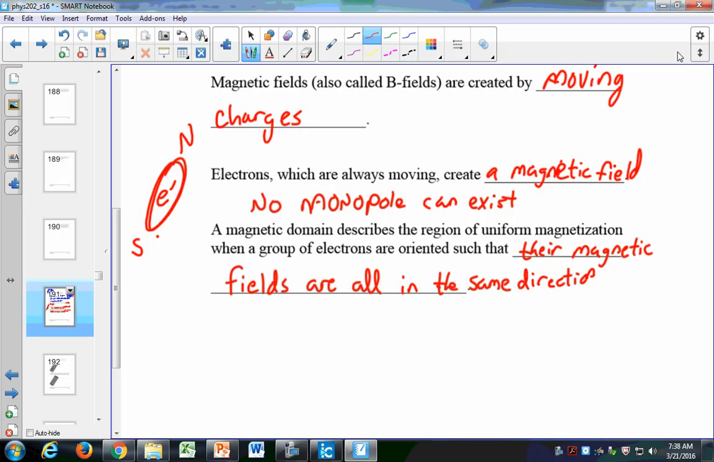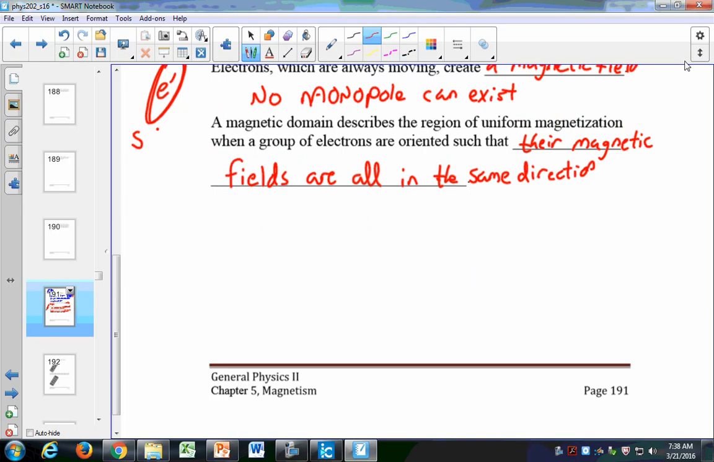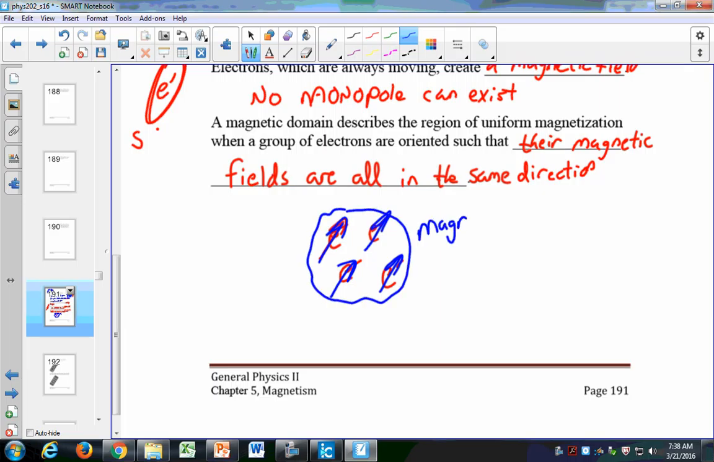So I'll show you on the next figure magnetic domains as they're spread throughout. But if you imagine that I have these electrons and they have magnetic fields that are all in the same direction, these are their magnetic field vectors, we would call this little region a magnetic domain. It's just a region within a material where all the magnetic fields of the electrons are aligned.